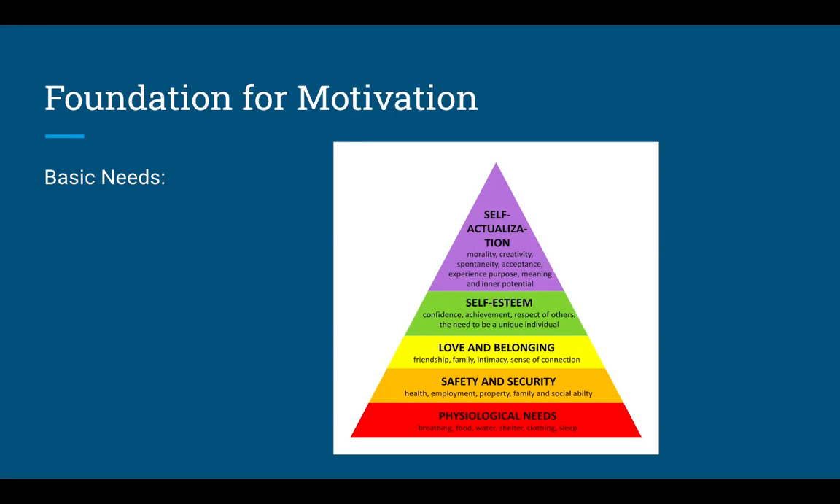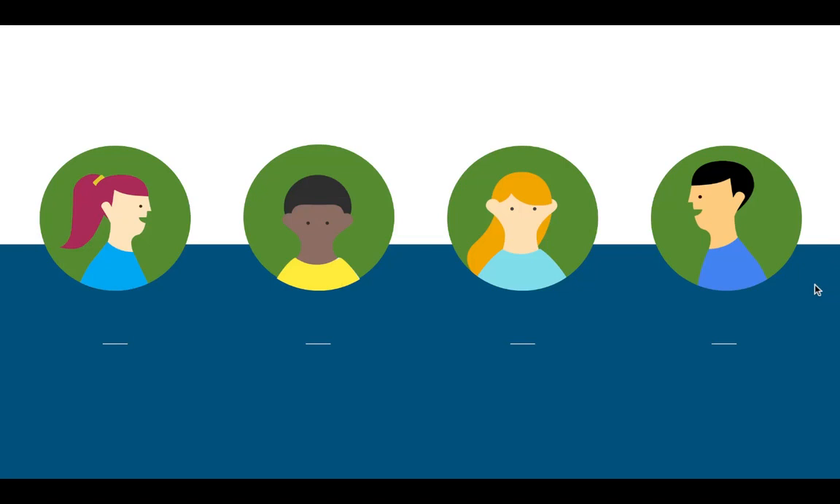They need to feel safe in their environment. Love and belonging. So relationships is a big one for this one. Teacher-student relationships are a big one because if there's no connection between the student and the teacher, there will be no motivation. Self-esteem, so basically their confidence, respect of others, and the need to be a unique individual. So as long as we as teachers are making sure that their self-esteem is up, we will meet that need. And then self-actualization, which is the creativity, the acceptance, and where they're able to meet their potential. So that is the base or the foundation for motivation.